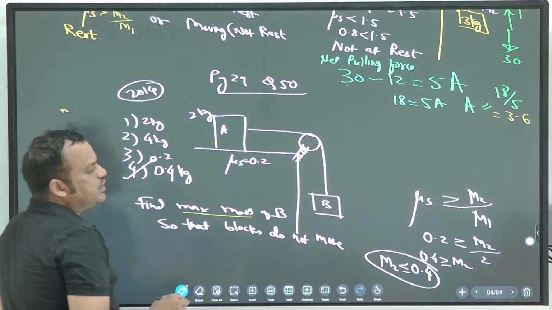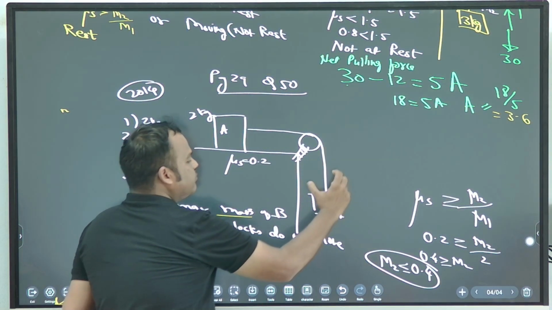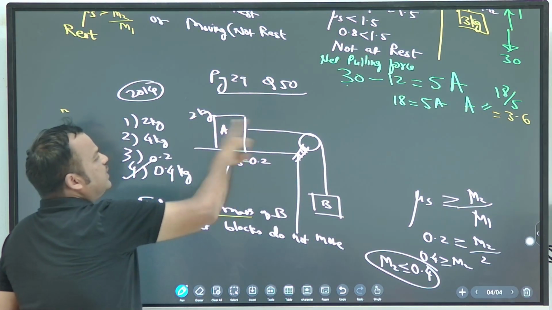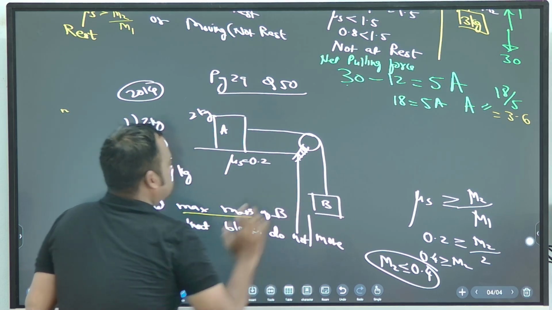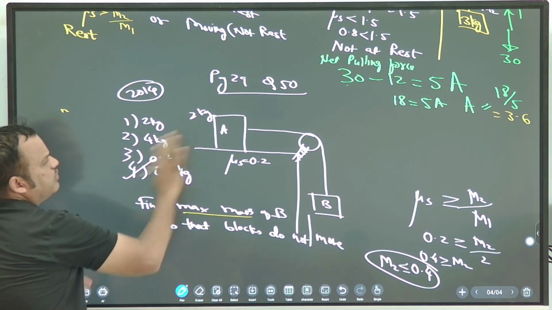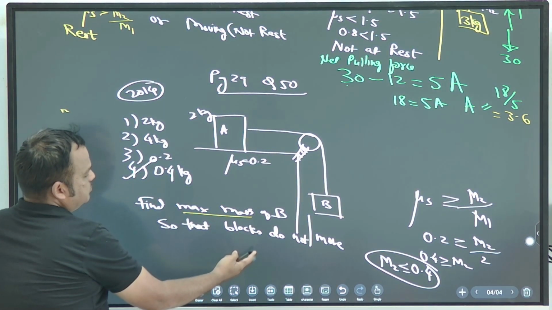Okay, clear. If more than 0.4, it will slide. It will move down. It will slide right side. This will move right down. Okay, next. This is finished. Now related to this, next topic.